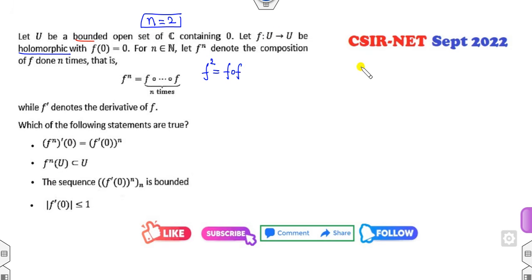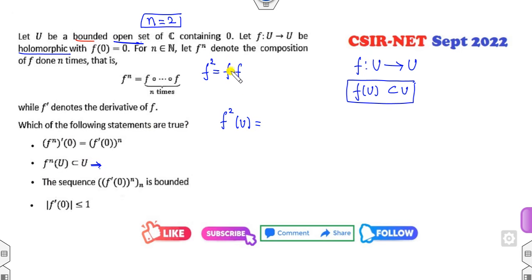So first of all, f is the mapping from U to U, where U is my bounded open set. That means by the open mapping theorem, this must be sets. Fine. But I need f of 2. So firstly we will check about this property. What is f of 2 of U? F of 2 is my f circle f. Fine. I can write this is f of U. F of U is a part of this. Again f of U is a part of this. So that means this option is the correct option.